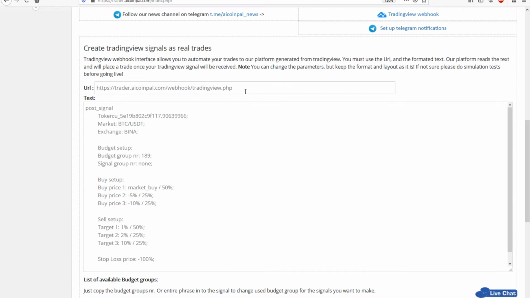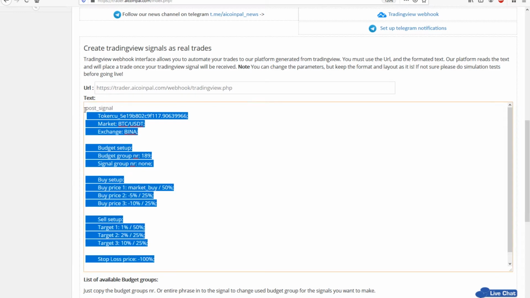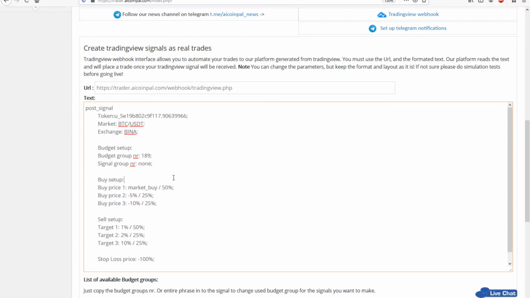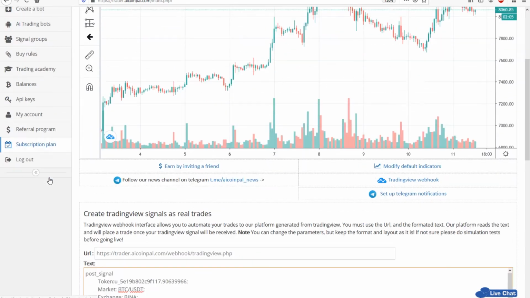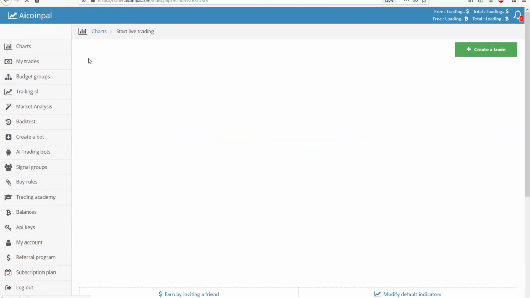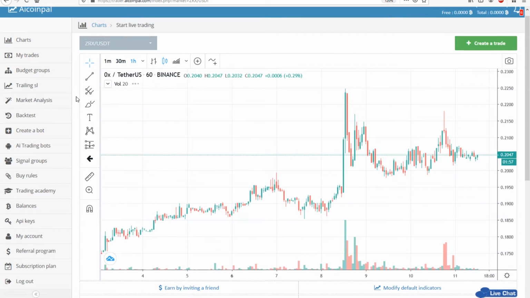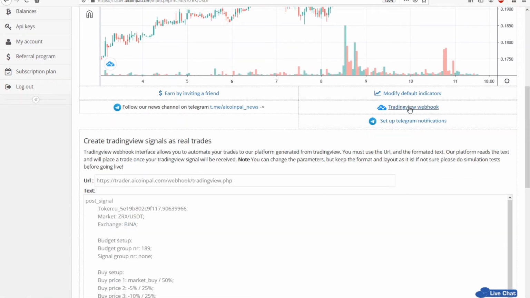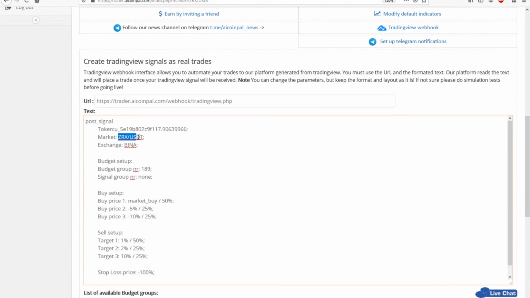All you need to do is to open your TradingView platform and input these two variables: the link where to post the signal and the text information. This information is a translation for our platform to understand what to do with the signal. And if you were to open a different market, let's say a different coin for trading, the TradingView is also automatically set up for trading for a different coin.